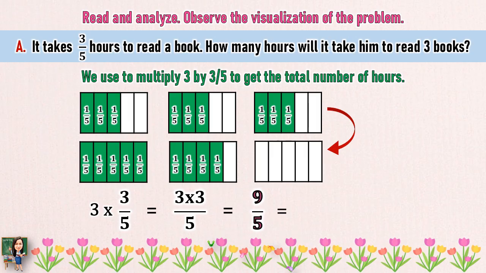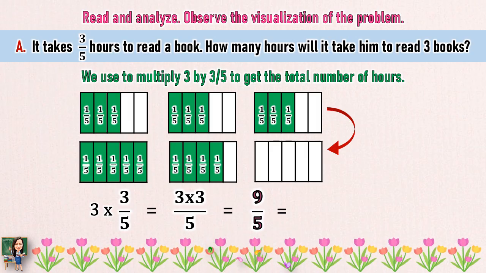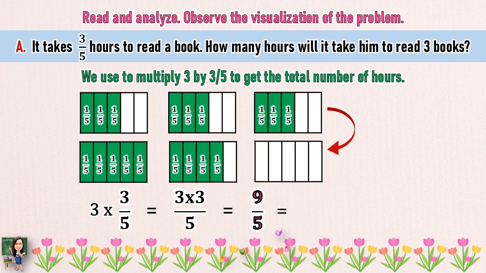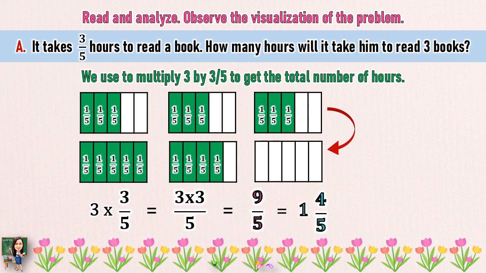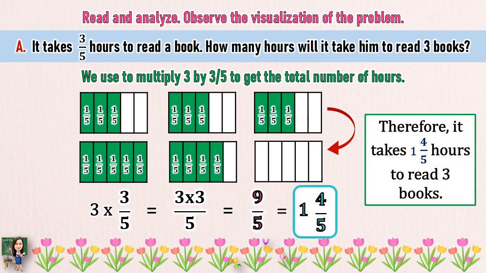First, divide 9 by 5. 9 divided by 5 equals 1, remainder 4. So 1 is the whole number, then the remainder 4 is the numerator, then copy 5. That is the denominator. The answer is 1 and 4/5. Therefore, it takes 1 and 4/5 hours to read 3 books.